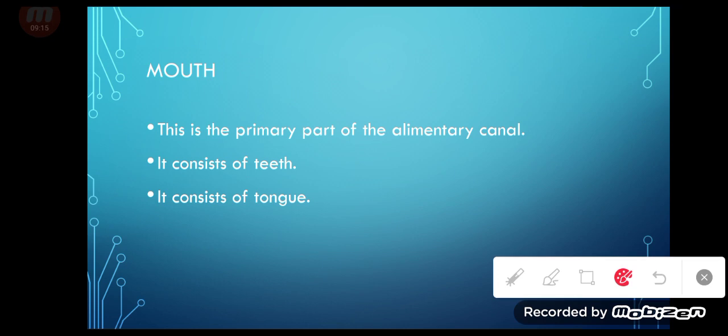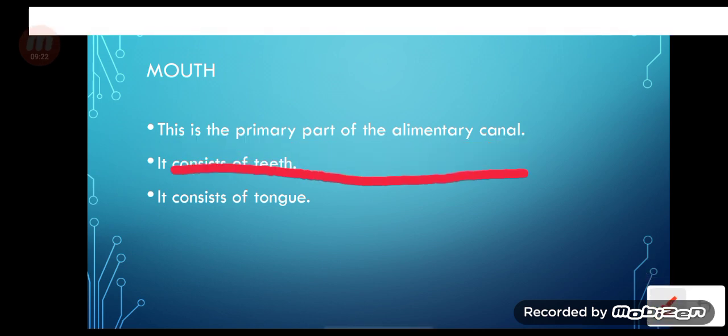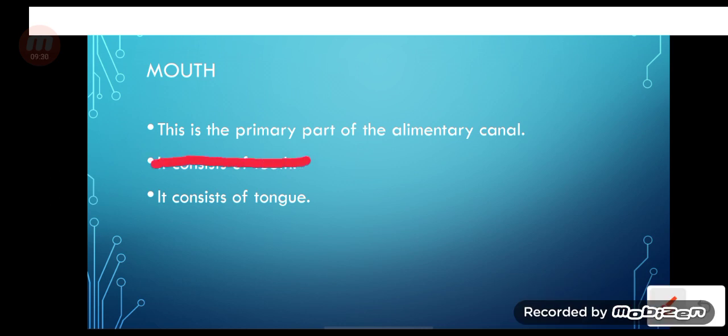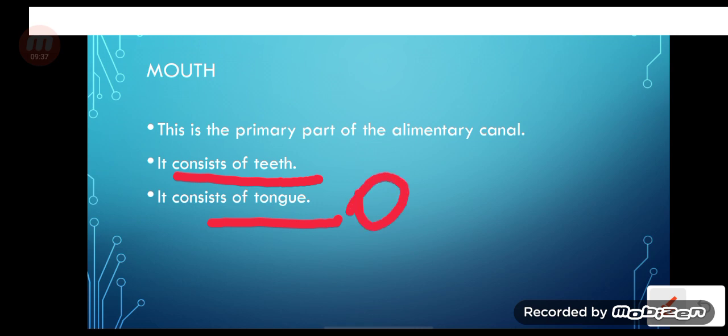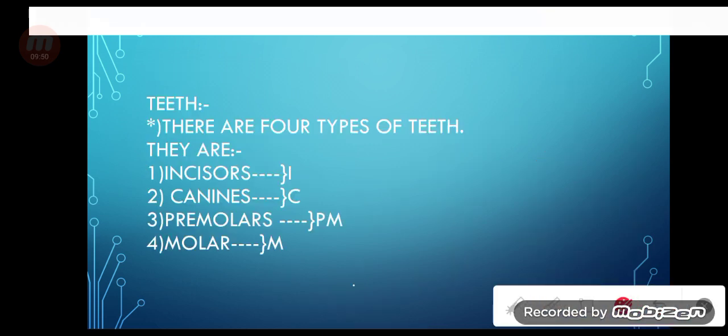Let's move on. Now let us see the mouth. This is the primary part of the alimentary canal, which means it is the first part in the alimentary canal. It has teeth and it consists of a tongue. The mouth is also called the oral cavity. Cavity means space, so the oral space is called the oral cavity.